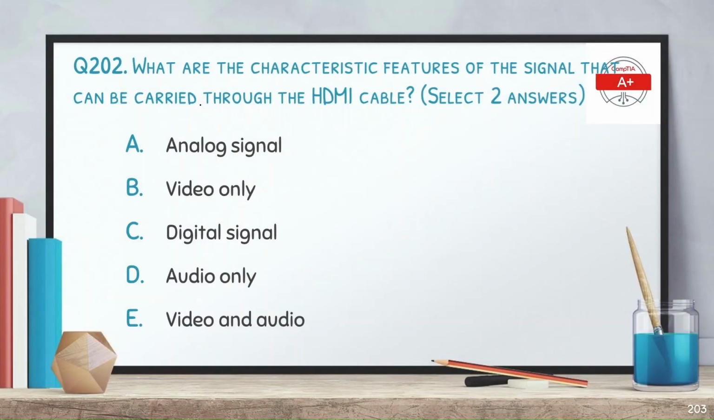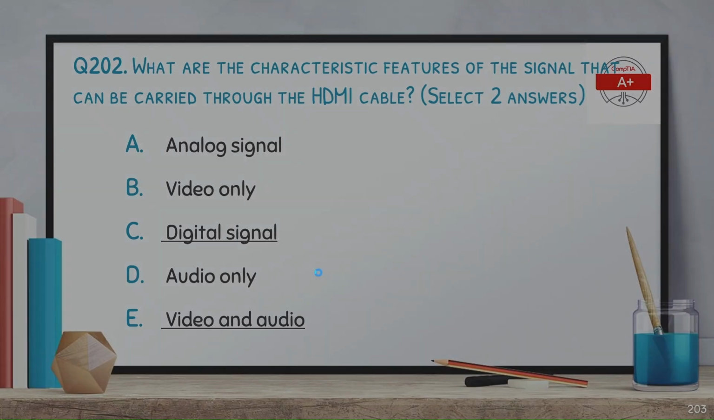Question number 202 is, what are the characteristic features of the signal that can be carried through the HDMI cable? We have to select again two answers. The options are A analog signal, B video signal, C digital signal, D audio only, and E video and audio. The correct options are that it is a digital signal, and it can carry both audio as well as video.